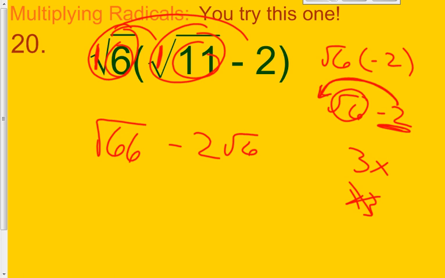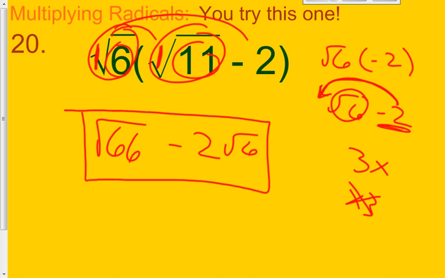So for number 20, square root of 66 minus 2 square root 6. If you can, simplify this radical. However, this one cannot be simplified. The square root of 66 cannot be simplified. So you're just going to keep it as the square root of 66 minus 2 square root 6.